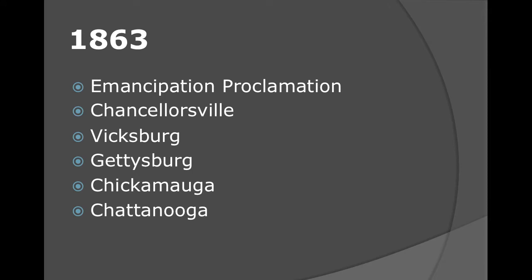Several things we're going to look at in this PowerPoint. This is not from the textbook, but this is information that I think is really critical to us to understand. And so we're kind of going outside the book a little bit in looking at things like the Emancipation Proclamation, the battle at Chancellorsville, Vicksburg, and then the turning point battles in the east of Gettysburg, and then Chickamauga and Chattanooga.